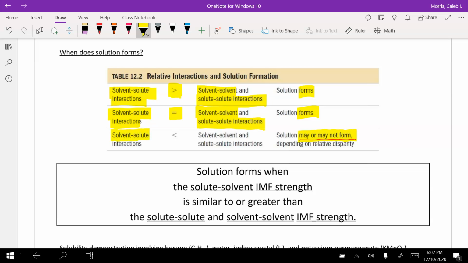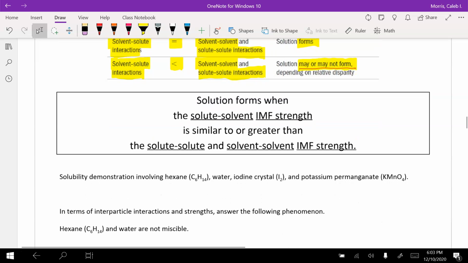So if your solvent-solute interactions are instead weaker than the solvent-solvent and solute-solute interactions, there's a decent chance it's not going to dissolve. There won't be a solution formed. So the solution forms when the solute-solvent IMF strength, so keep this in mind, the solute-solvent IMF strength is similar to or greater than the solute-solute and solvent-solvent IMF strength. This is key.